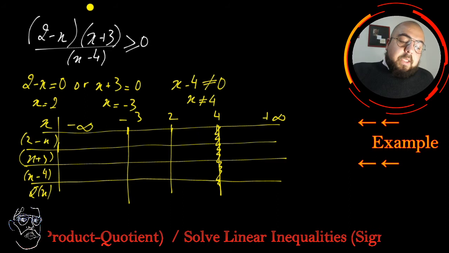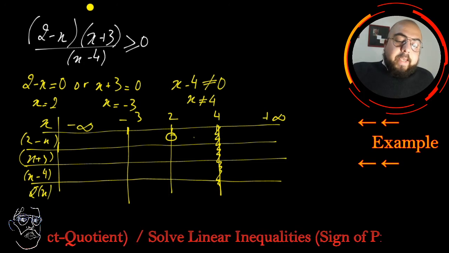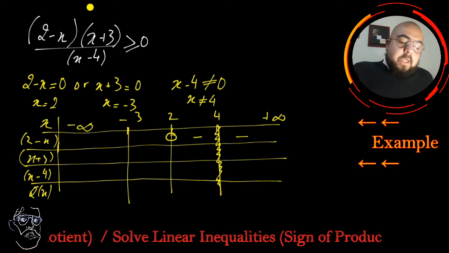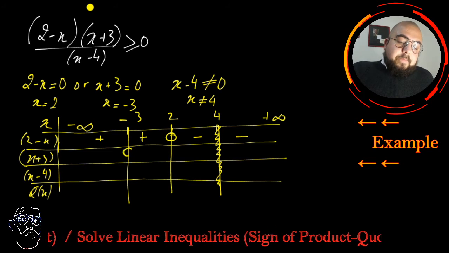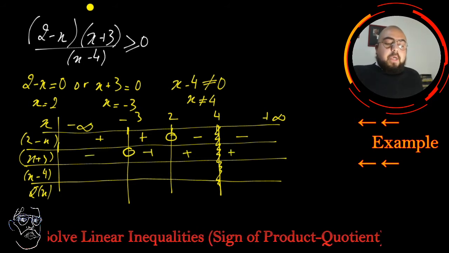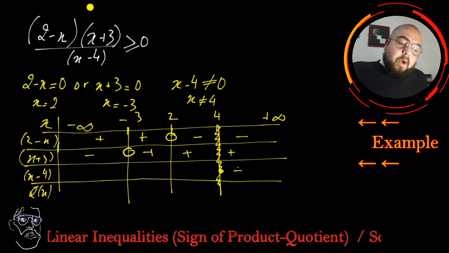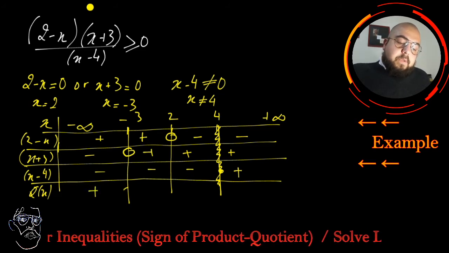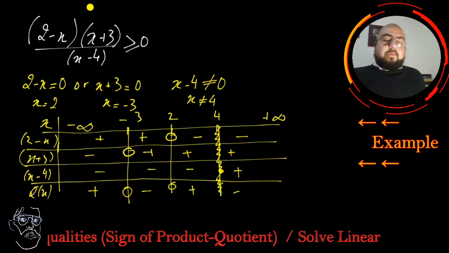So 2 minus x will be 0 for 2. On the right side, it will be negative, negative. Why? 2 minus x, the coefficient of minus x is minus 1, so it's minus, minus. In this case, it's plus, plus. x plus 3, it's 0 for minus 3, positive on the right side, negative on the left side. x minus 4, it's 0 for 4, but of course it's shaded, and then positive on the right side, negative on the left side. So Q of x will be positive, 0, negative, 0, positive, shaded, negative.